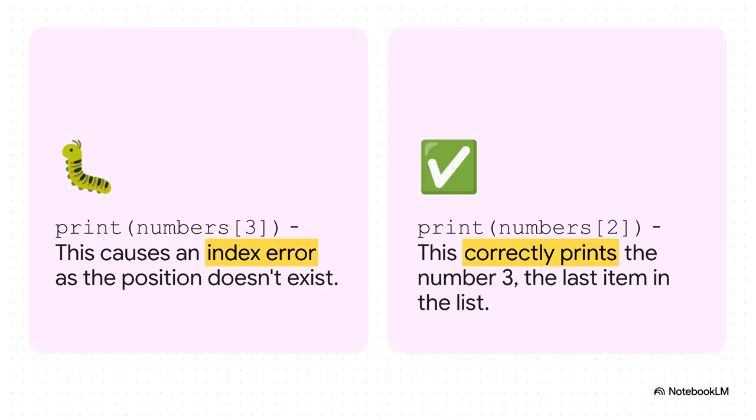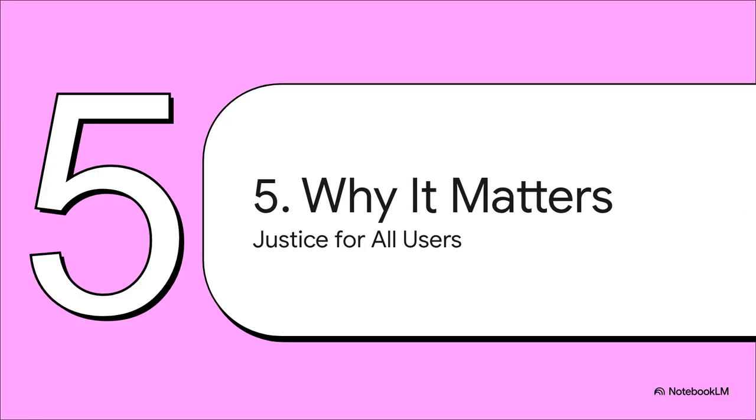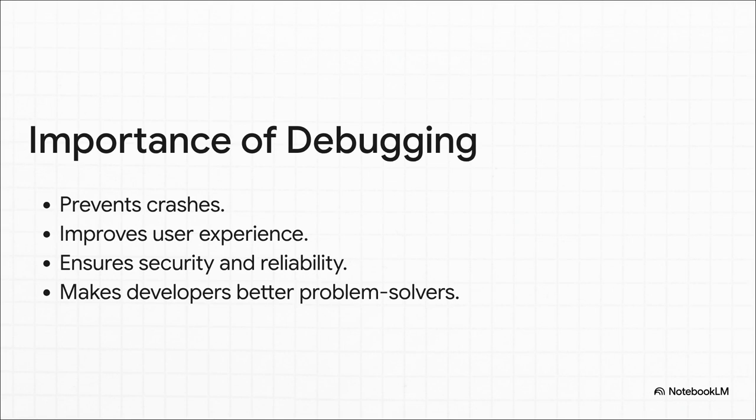And case closed. So we've solved our little mystery, but why is this detective work so important in the grand scheme of things? I mean, why does debugging matter so much? Well, because without it, the digital world we all rely on would literally fall apart. Good debugging prevents your banking app from crashing when you're trying to make a transfer. It's what ensures a smooth, frustration-free user experience. And critically, it patches security holes that could otherwise be exploited. But also, for the developer themselves, it's the ultimate training ground for logical thinking.